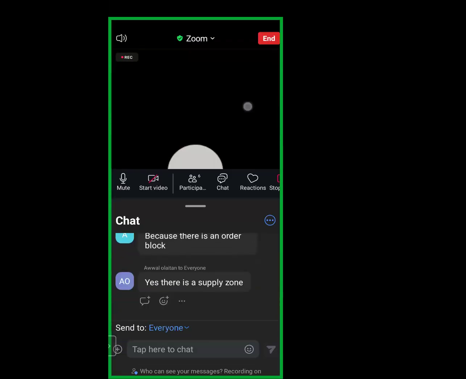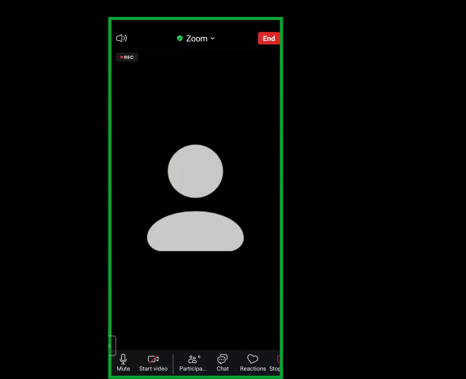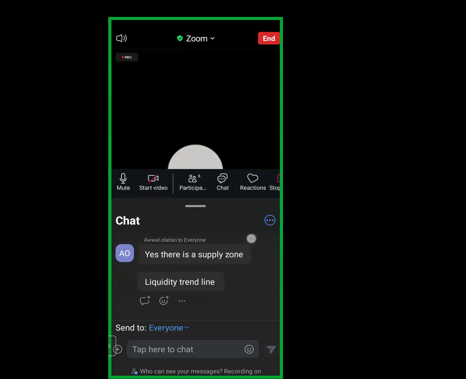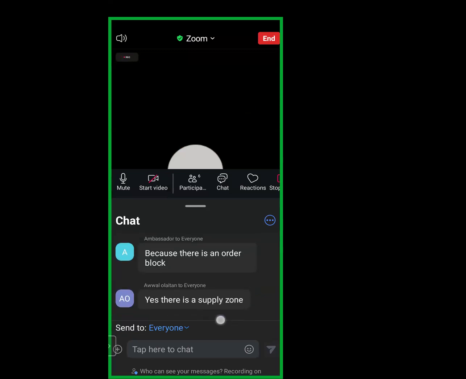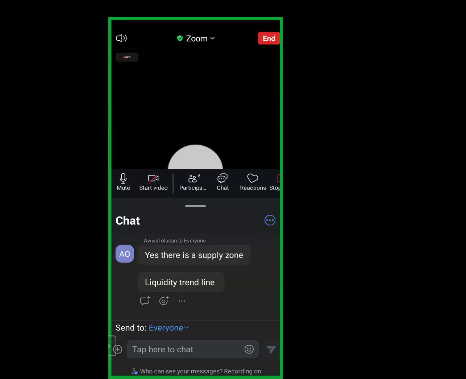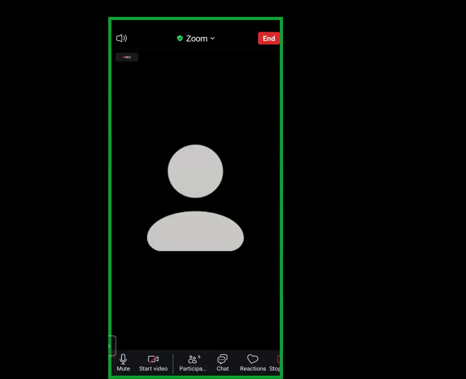All right, just drop it in the chat box. Let me know the name I'm going to give to that trend line. How many of you know the name? Liquidity trend line. Very correct. So it means you are now understanding it, right? It's simply the liquidity trend line.